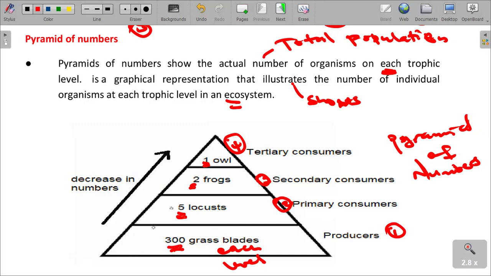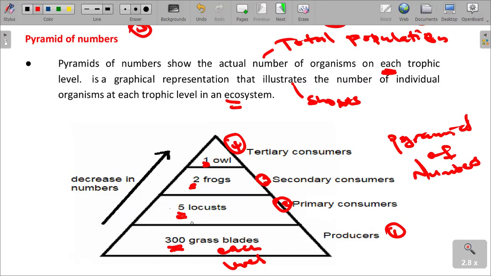The number of organisms, as you can see, decreases as we go up, in order to avoid overexploitation or overeating, which would result in overpopulation. So in this case, what we are saying is that the number of organisms at each trophic level is always less than the one below, in order to sustain the energy requirement of that next trophic level.